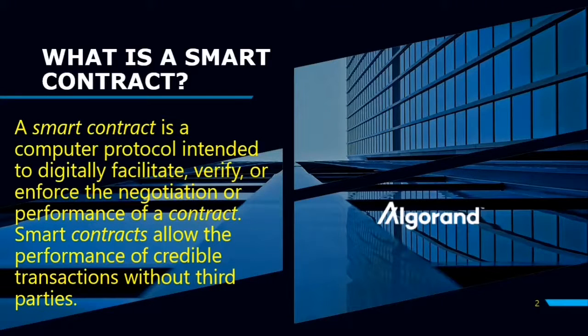A smart contract is a computer protocol intended to digitally facilitate, verify, or enforce negotiation of performance of a conduct. Smart contracts allow the performance of credible transactions without third parties. What this simply means is, a smart contract is more like an agreement between two or more parties or individuals trying to perform or do something. If those contract agreements or conditions are met, only then will the smart contract be executed successfully.